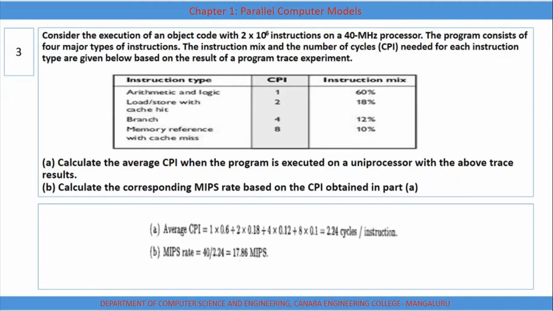Similarly, the MIPS rate is given by 40 MHz divided by the average CPI. So 40 divided by 2.24, which will be equal to 17.86 MIPS.